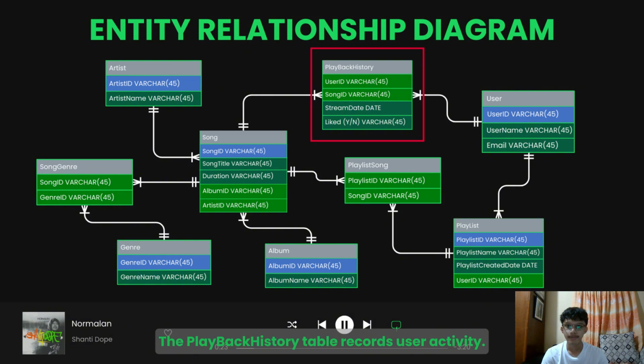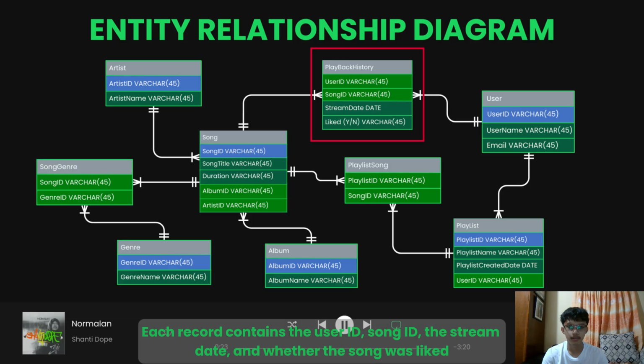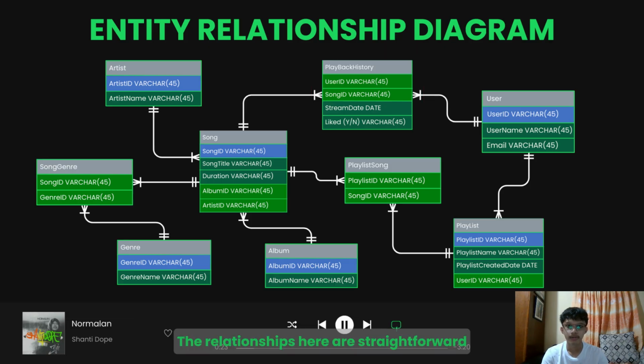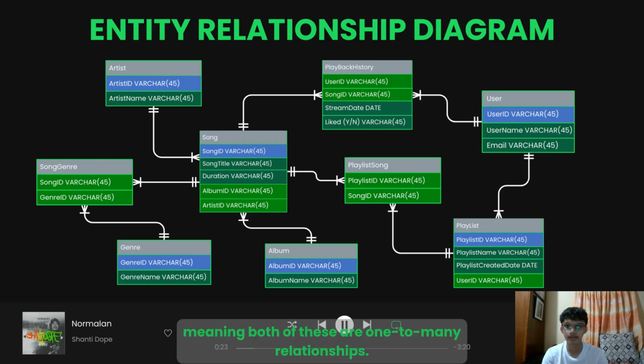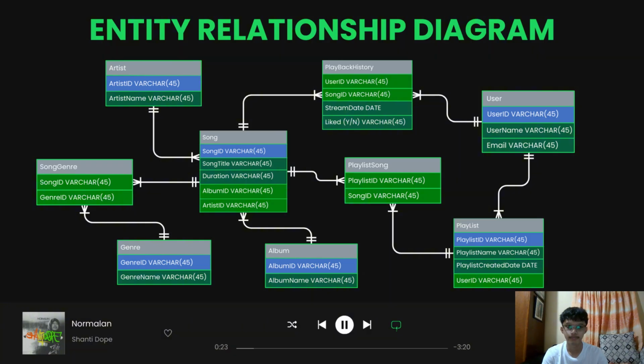The playback history table records user activity. Each record contains the user ID, song ID, the stream date, and whether the song was liked. The relationships here are straightforward, where one user can have many playback records and one song can appear in many playback records, meaning both of these are one-to-many relationships.